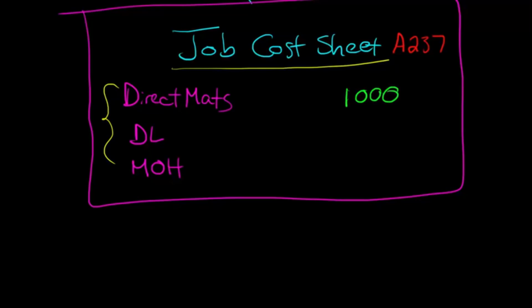Now the direct labor, we say, okay, well, to build this slide, let's say it took 50 hours of labor at $10 an hour. So if you just multiply the 50 times 10, you're going to get 500. So then the direct labor is 500.